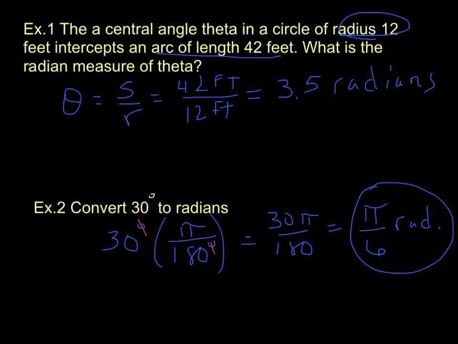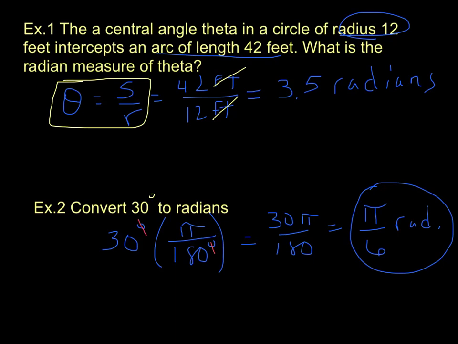Okay. So here's a couple examples. We've got a central angle theta in a circle of radius 12 feet, and it intercepts an arc length of 42 feet. What is the radian measure? Okay. So we remember that theta is the arc length, s, divided by r. So we plug in our values, 42 over 12. The feet will divide out. Okay. And we have 3.5 radians.